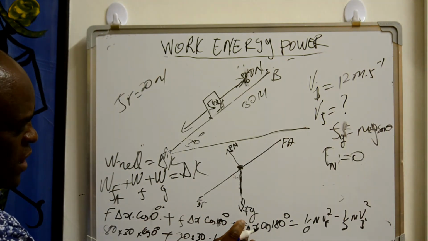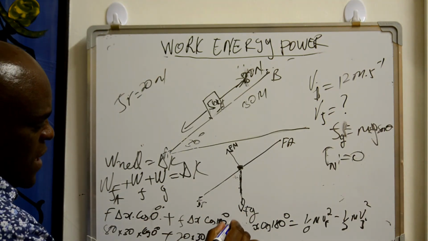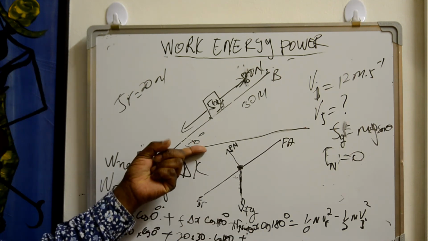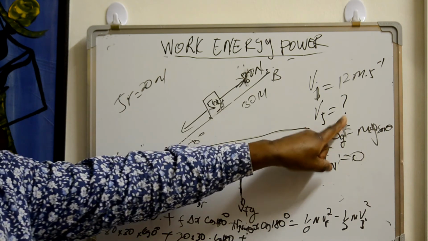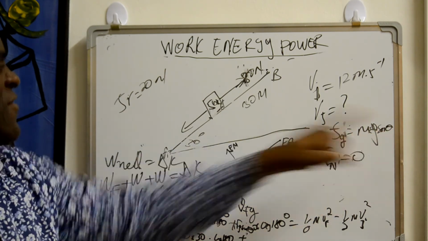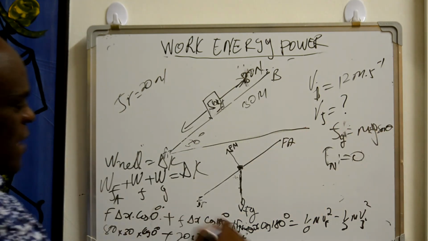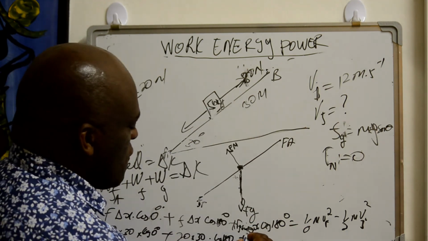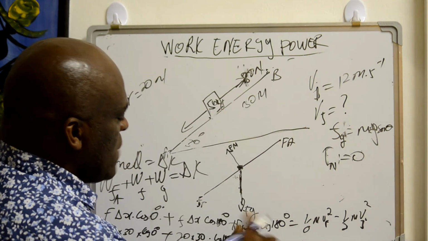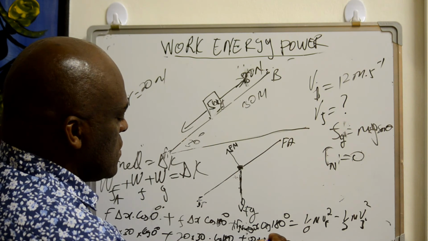You must note, I forgot one thing. My Fg must be mg sine theta, because of this angle of 30 degrees. So my force of gravity here is mg sine theta. It's very important. What is my mass? It's 50. What is my g? 9.8.